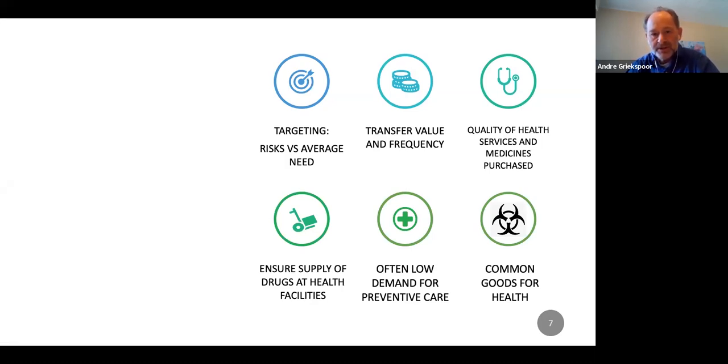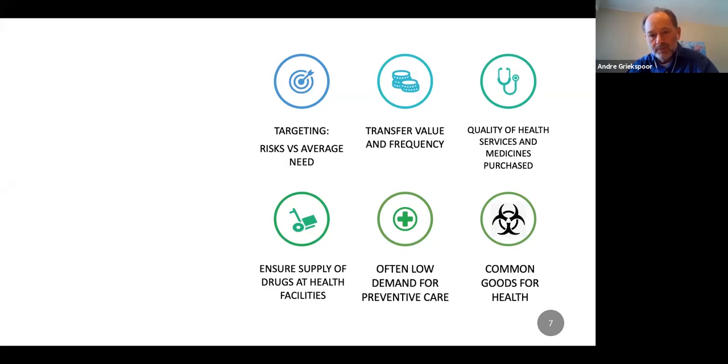So some of the characteristics that we listed that need to be taken into account when you interpret cash and vouchers in the health sector is the concept of targeting. Becoming ill is not something that happens on average. It's a risk, and as such, the need to seek healthcare is not an average need. It's based on a risk and not on an average need.